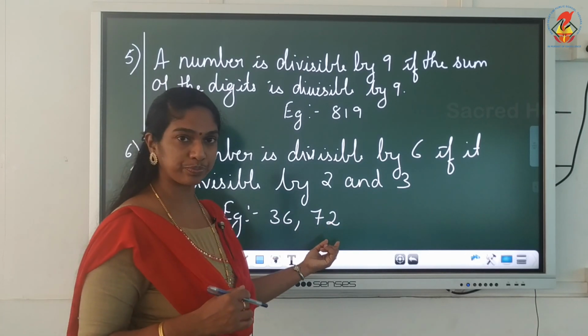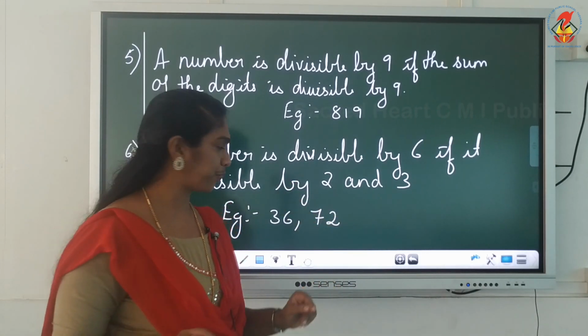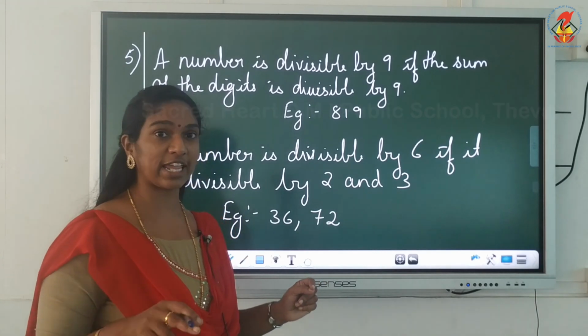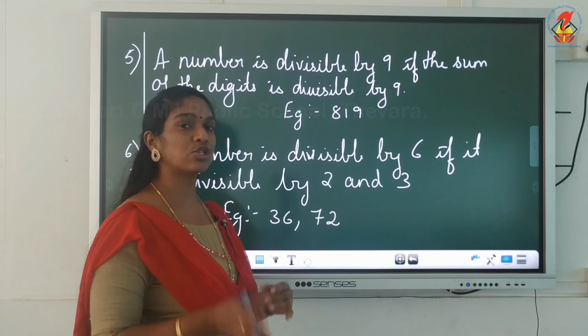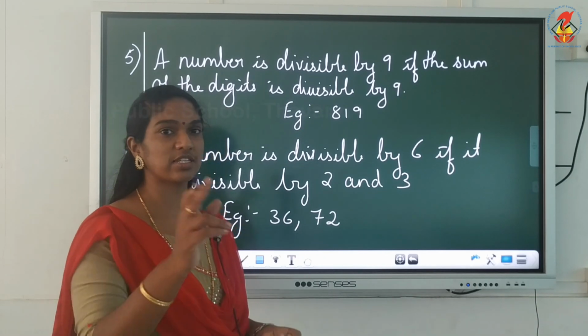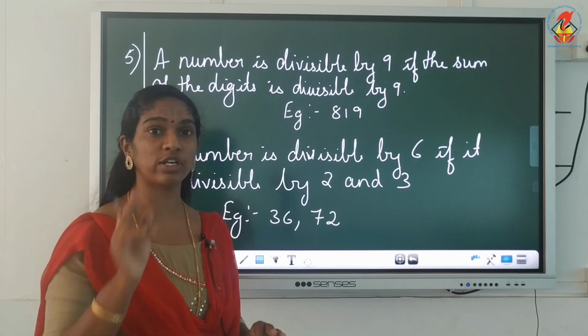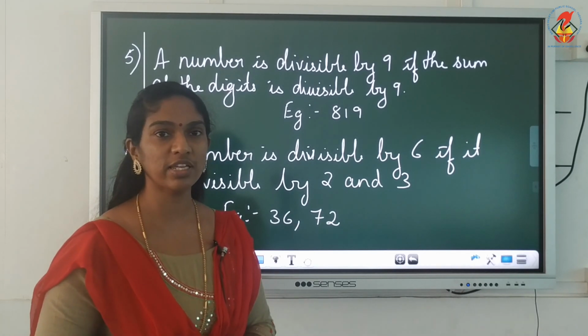Take 72. 72 is an even number, so it is divisible by 2. Now you add these two. 7 plus 2, what you get? You get 9. 9 is there in 3's table, so 72 is divisible by 3. So it is divisible by 2 and 3. So it is divisible by 6. It should be divisible by 2 and 3. If it's not divisible by 2, and if it's not divisible by 3, then it won't be divisible by 6.